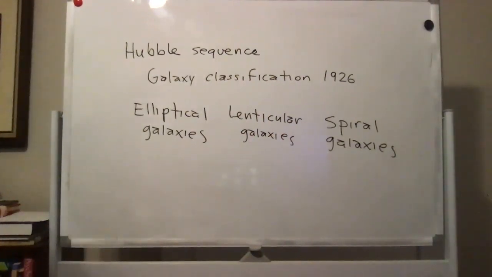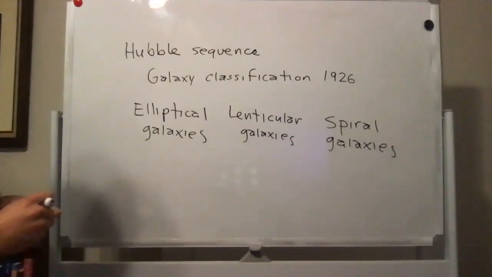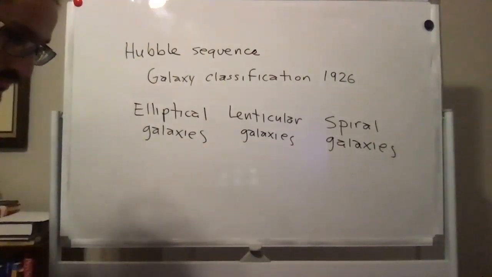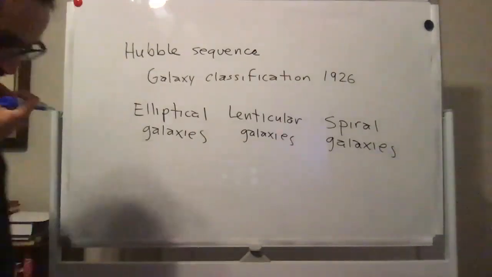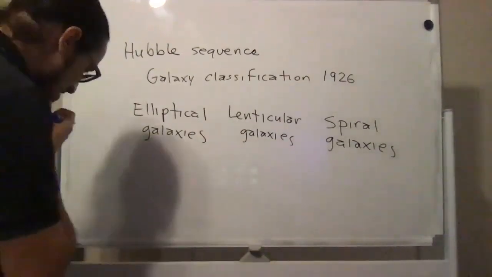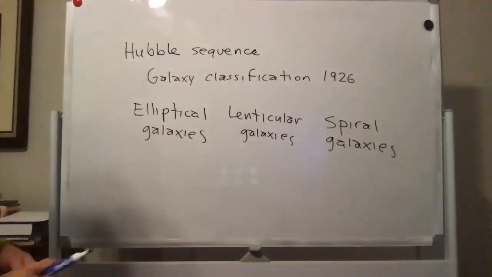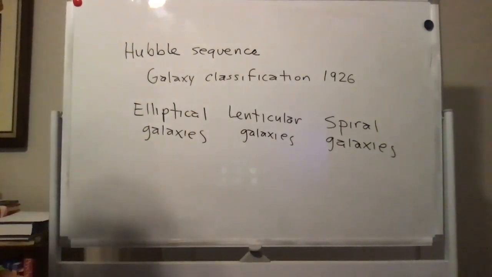So elliptical. Would you consider a quasar a galaxy? I don't think so. But quasars are active galactic nuclei. So they are the center of the galaxy. They're not the whole galaxy. But I guess for our purposes, they are the main part, right?